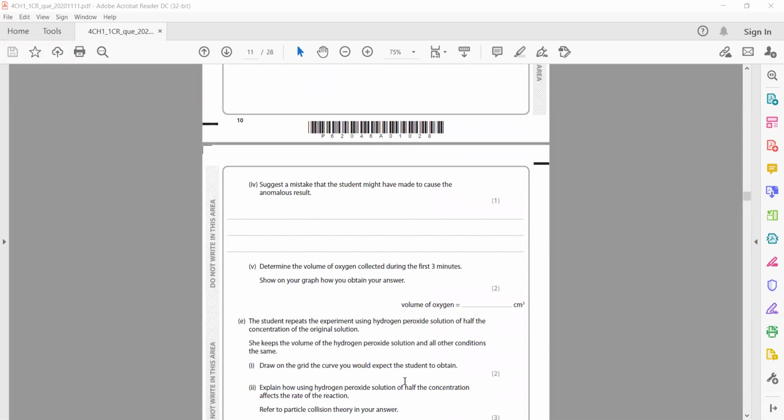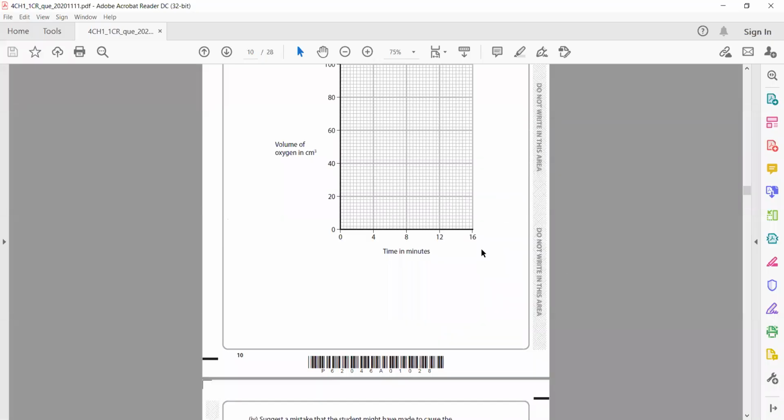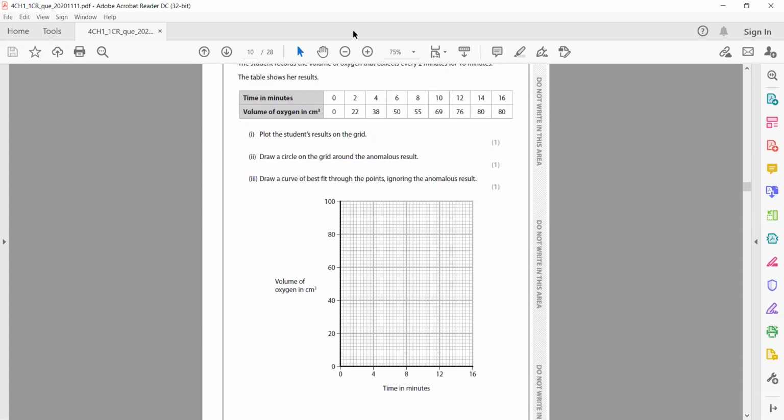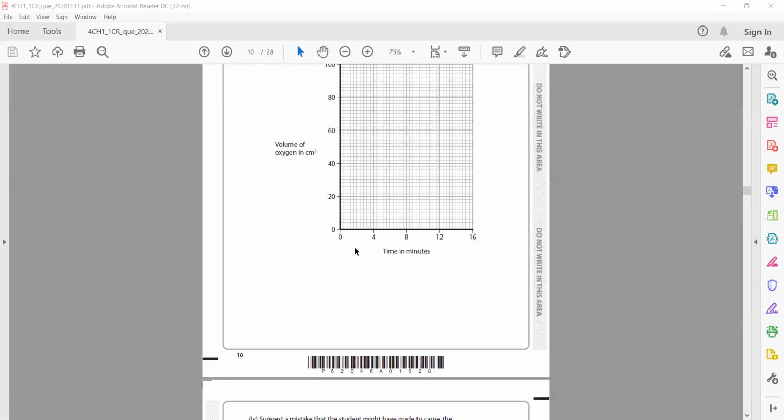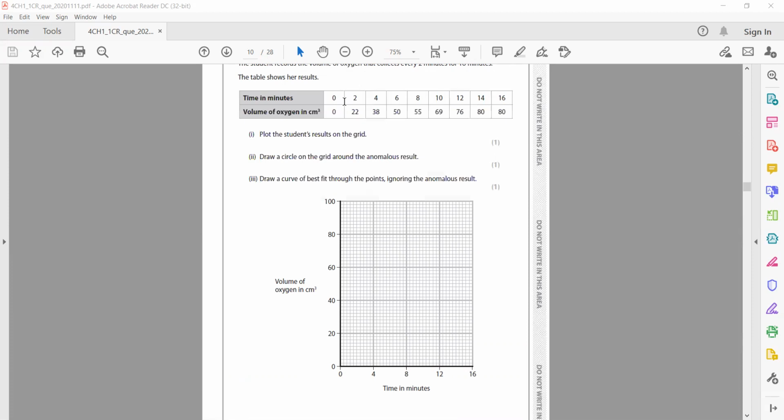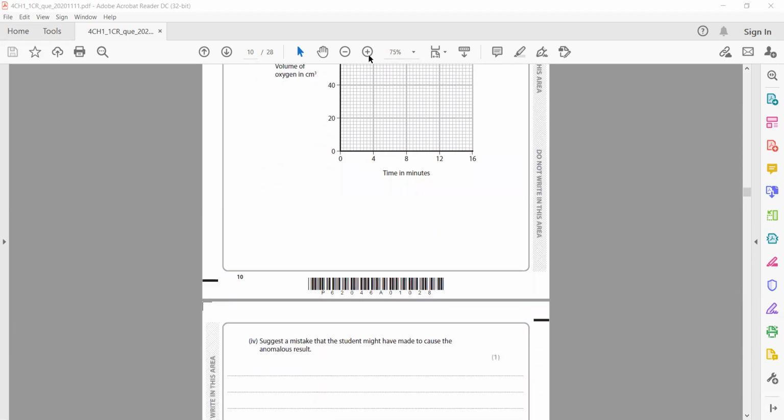State a mistake that the student might have made to cause the anomalous result. So what mistake might the student have made here? When you plot these results, if a point shows a smaller volume than expected, it means the student took the reading before the time. For example, if the student is recording volume every 2 minutes, maybe instead of 2 minutes, he recorded after 1.5, so that may lead to an anomalous result.